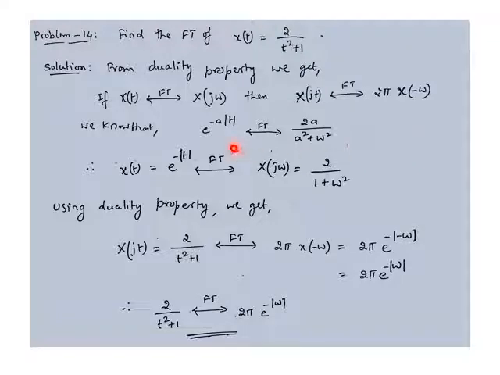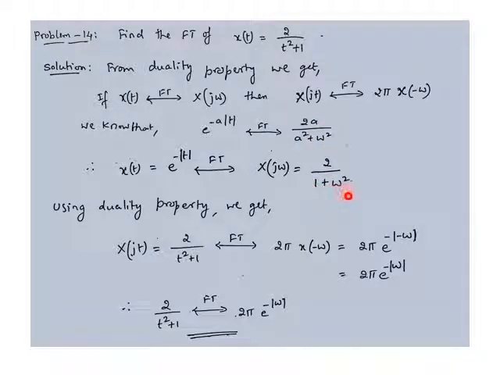We know that e to the power minus a times the magnitude of t has Fourier transform 2a divided by a square plus omega square. Suppose I take x of t as e to the power minus a magnitude of t, where a is 1. So e to the power minus magnitude of t has Fourier transform x of j omega equal to 2 by 1 plus omega square, since a is equal to 1.